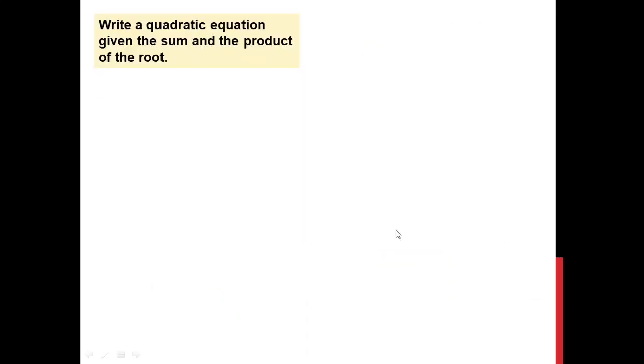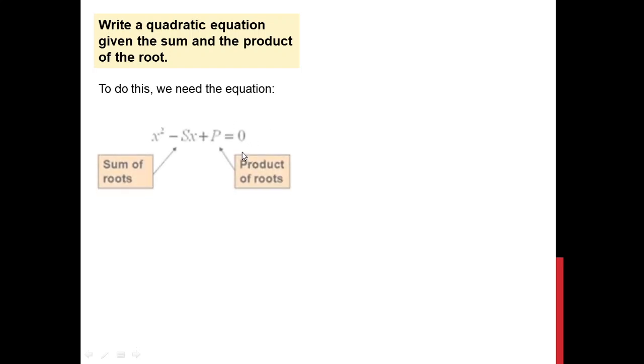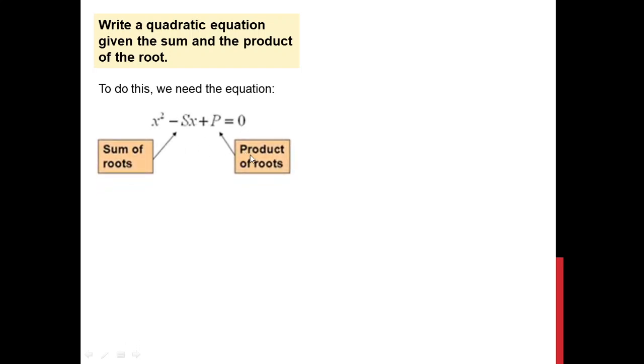Now what if it's the other way around? You have given the sum and the product of the root, and you need to find the quadratic equation. Now in order to do that one, you need this formula. You have x squared minus sx plus p equals to 0. S here stands for the sum of the roots and p for the product of the roots.